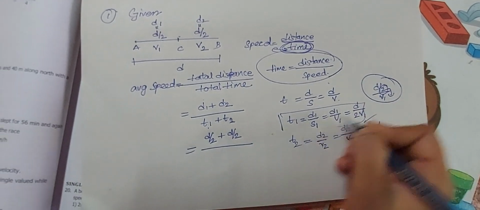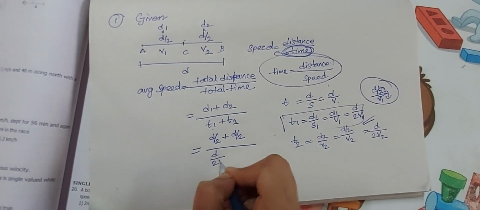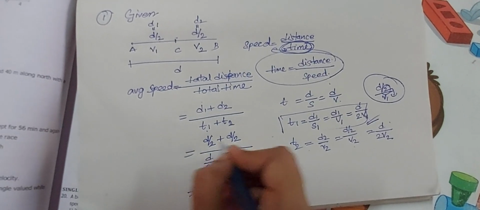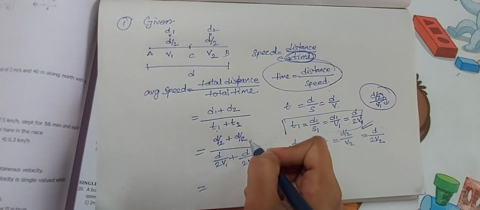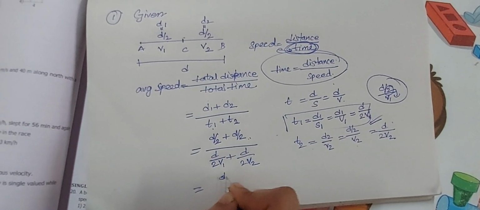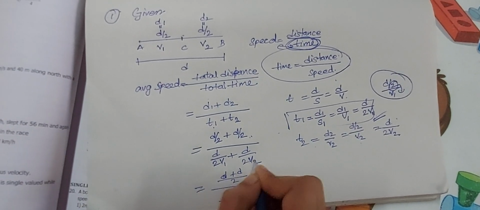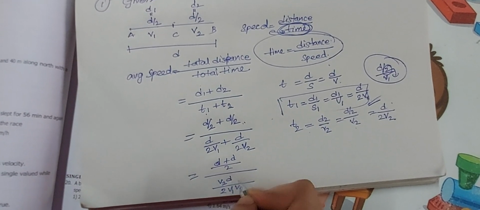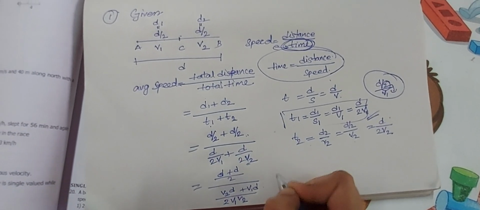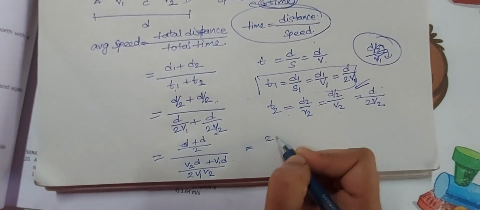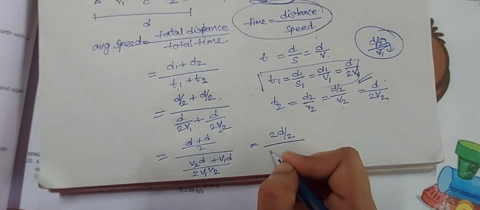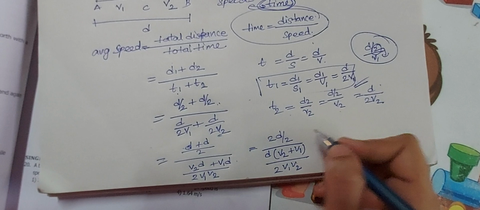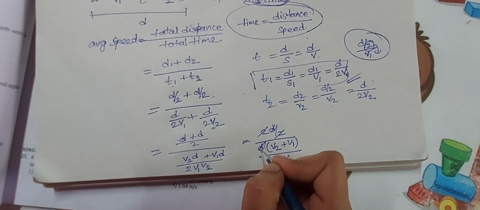In the place of T1 we write D by 2V1, and in the place of T2 we write D by 2V2. Now take the LCM at the denominator. The common denominator is 2 into V1 V2. Here V2 is missing, so we write V2 D, and here V1 is missing, so I write V1 D. Now D plus D is 2D. Let me take D common, then I can write V2 plus V1 by 2V1V2. Now the 2s get cancelled and D, D get cancelled.